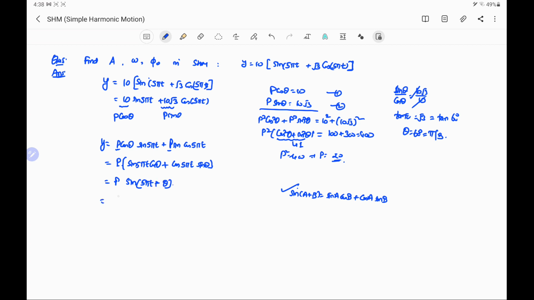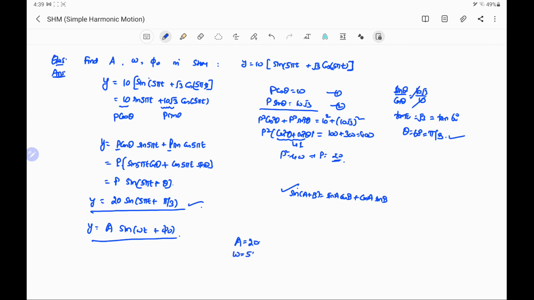And substituting the value of p, that is 20, we can write 20 sin 5 pi t plus theta, where theta is pi by 3. So finally we get the expression of simple harmonic motion, and from this expression, comparing with the standard equation, that is a sin omega t plus phi naught, we can calculate a equal to, that is amplitude is 20, omega equal to 5 pi, and phi naught is equal to pi by 3. This is the answer.